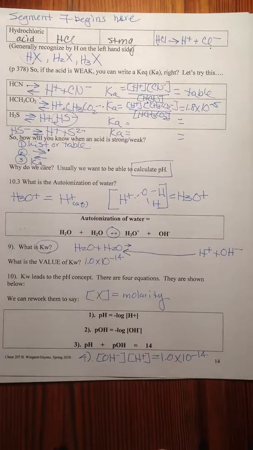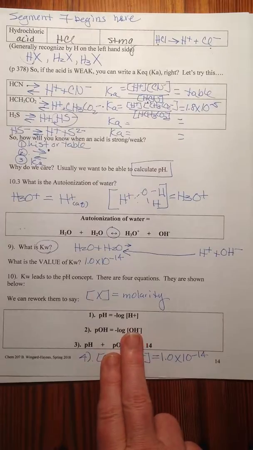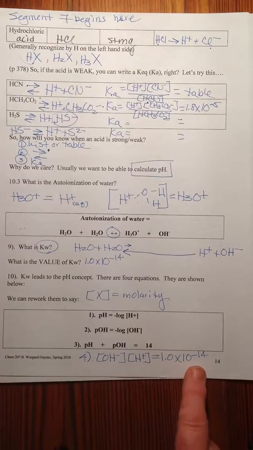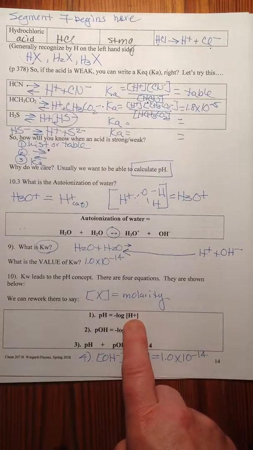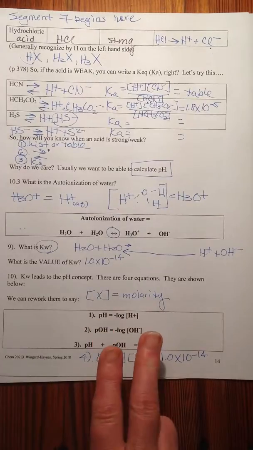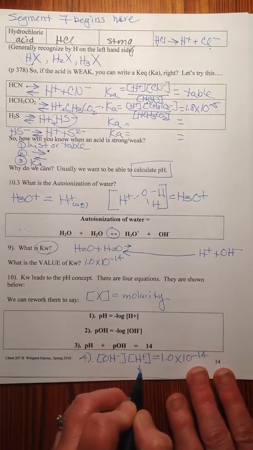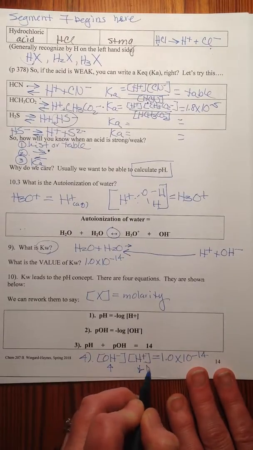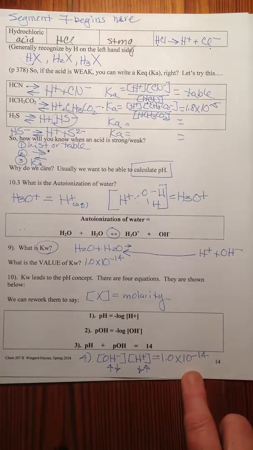And so what this means is that when these are equal, that's going to be neutral. We solve for this and we end up getting 1.0 times 10 to the minus 7 is equal to H plus. We plug that into this, we push log, we push negative, and we get pH equals 7 when these two are equal. On the other hand, if H plus goes down, OH minus has to go up. Or if H plus goes up, then OH minus has to go down because it's equal to a constant.